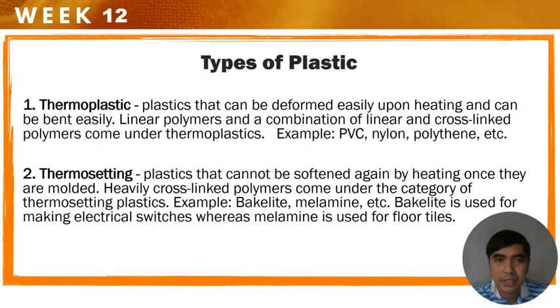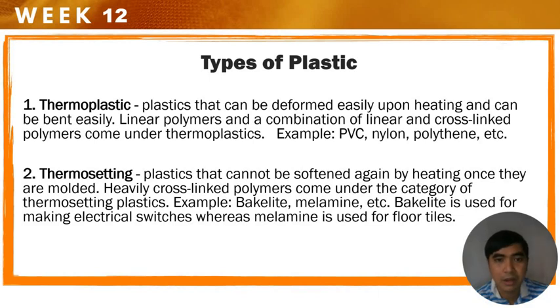So there are two types of plastic. First is the thermoplastic. So these are plastics that can be deformed easily upon heating and can be bent easily. Linear polymers and a combination of linear and cross-linked polymers come under thermoplastics. So due to the structure of these thermoplastic materials, which is a linear structure, they are easily shaped.